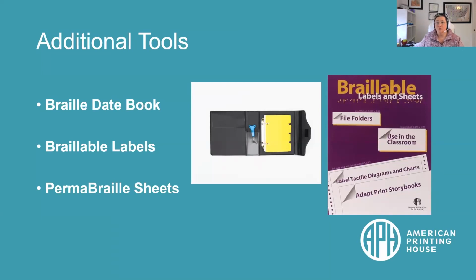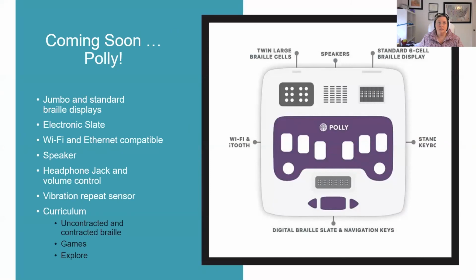Now, remember I told all of you there's a reason I wanted to talk about the Slate and Stylus. This is why. Coming soon is Poly. Poly has the next step in one of our Braille trail list of things. It has jumbo and standard Braille displays. This is meant for kids to learn contracted and uncontracted Braille. It has games, exploration, but it has a really cool thing that we have not seen here. It has an electronic slate and comes with its own stylus.